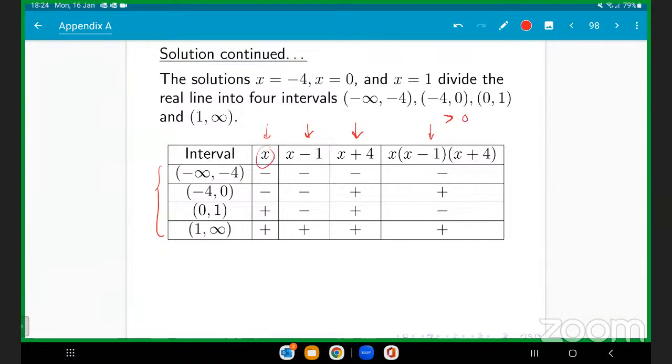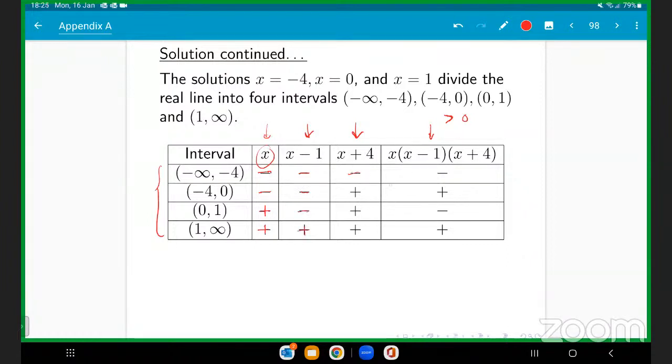We do that by substituting in any value from that interval in the factor. So for this first factor x, in the interval -infinity to -4, it is always going to be negative. From -4 to 0, still negative, and thereafter it is positive. Then we move on to the next factor, x minus 1, and plug in numbers from the interval -infinity to -4. Any number in that interval will render this factor negative, and this continues until the interval 1 to infinity.